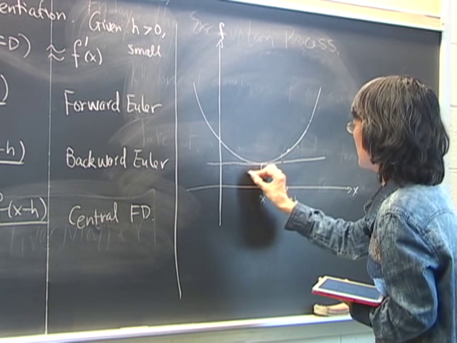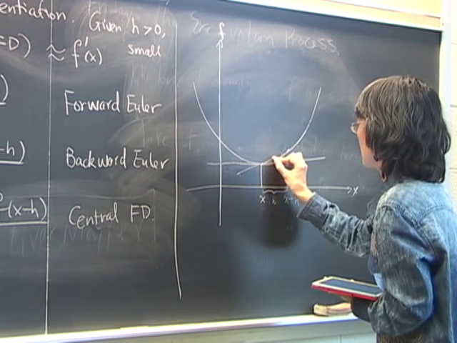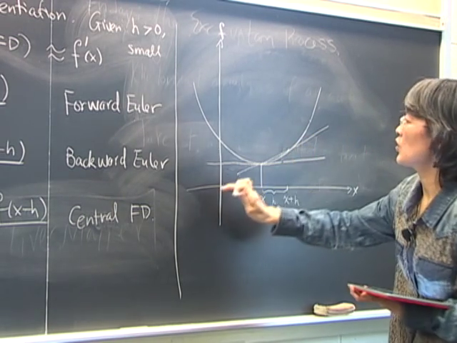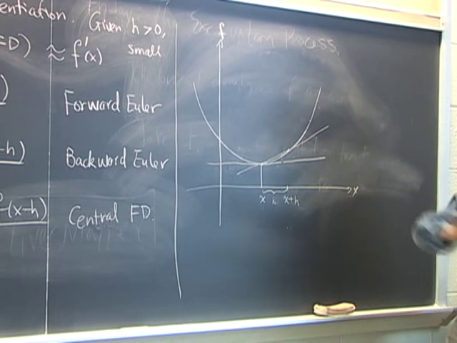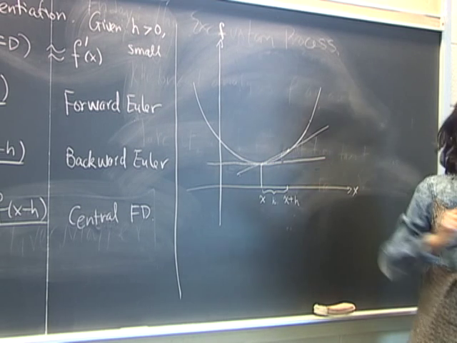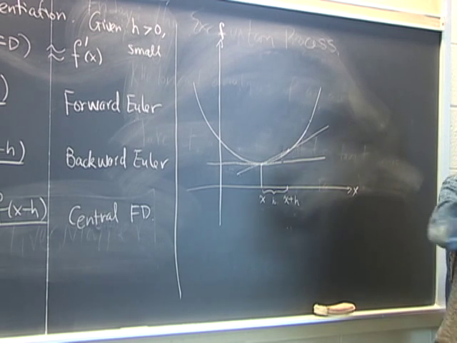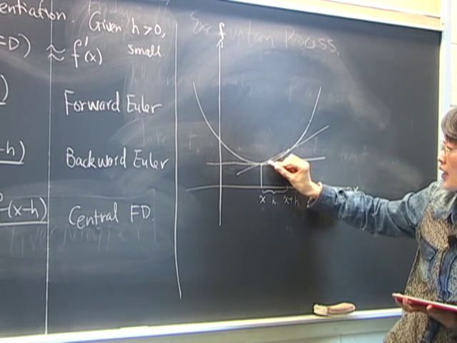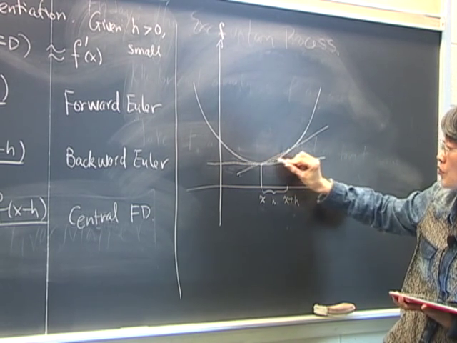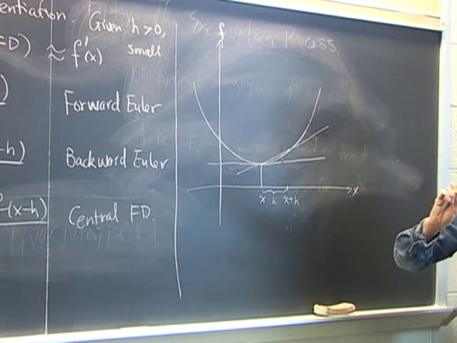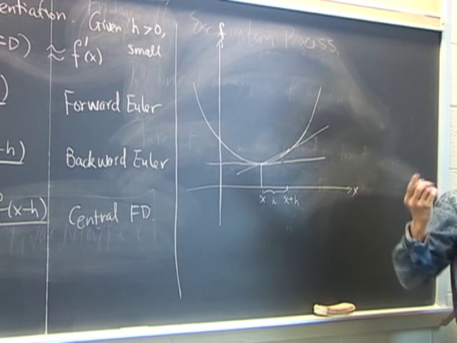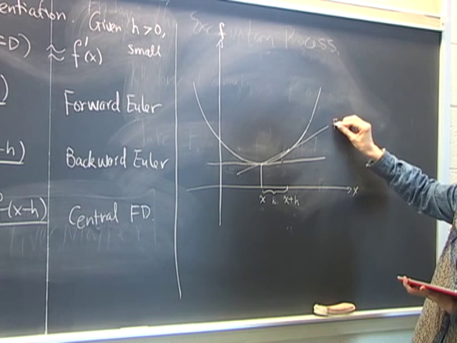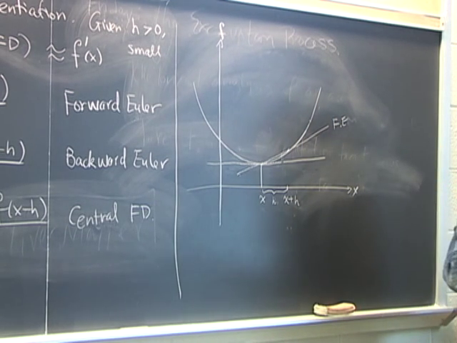So I connect these 2 points, and the slope here, I use it as an approximation to the slope here. Okay, it doesn't look very good here because my h is big. Imagine this point is pretty close, and then those two slopes will be almost the same. Agree? Is that a reasonable one? So this is the forward Euler approximation.